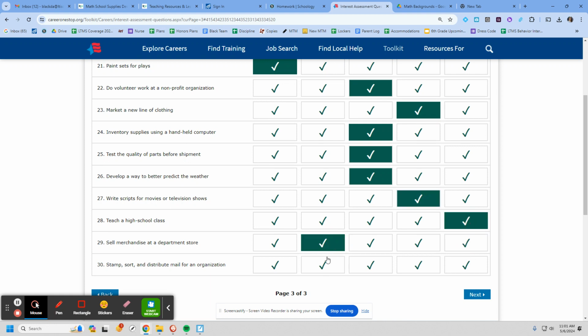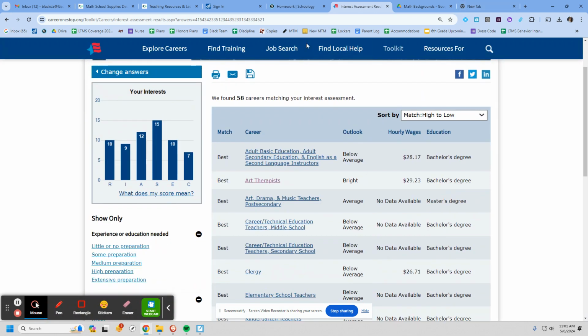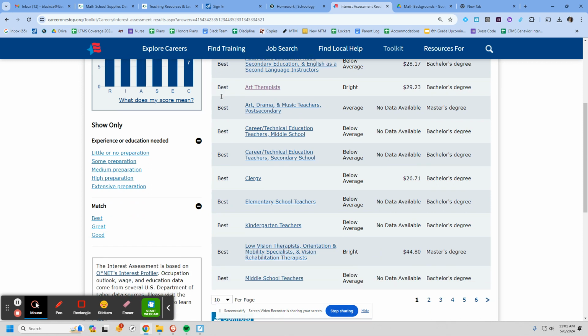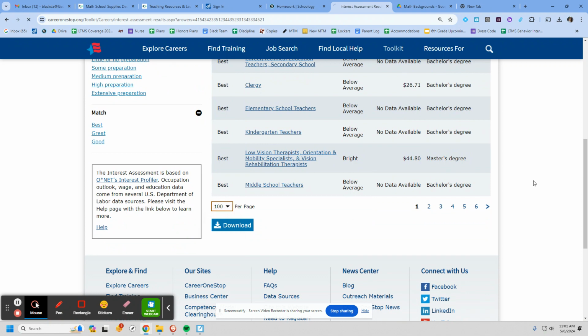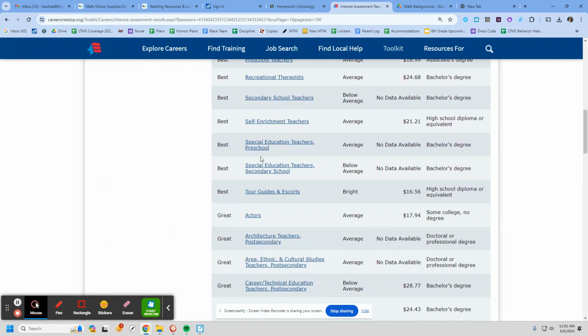And then when you are done, it's going to show you a big list of careers that match the survey, your answers on the survey. So look over on the left side where it says match. Where it says best, these are like your top matches. I'm going to make it 100 per page so I can see more. Look at all of these best matches.